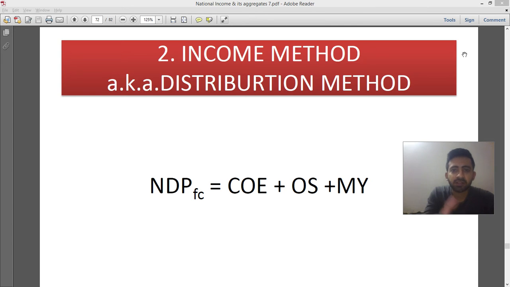A basic criteria of the formula will be NDP at FC, the net domestic product at factor cost, which is the domestic income. NDP at FC will be equal to COE plus OS plus MY. What is COE, OS, MY? Let's understand.